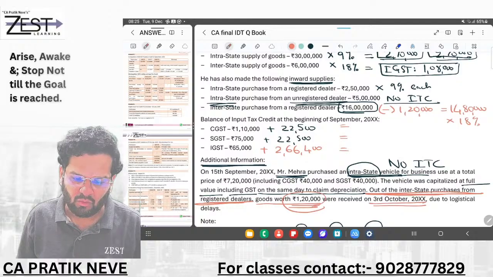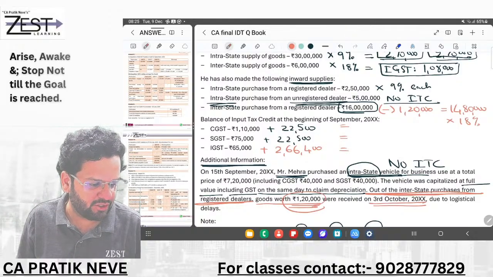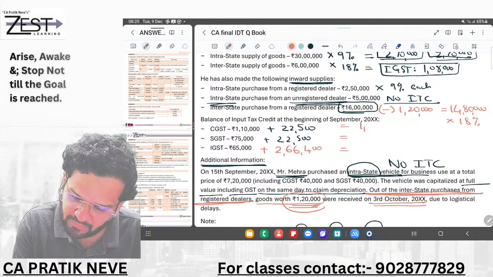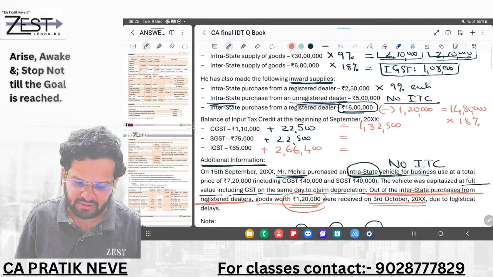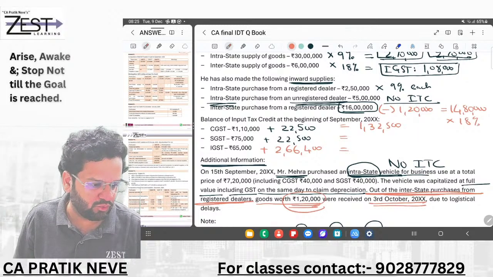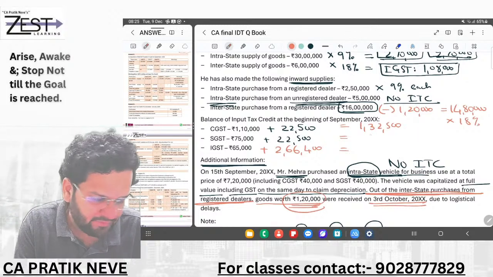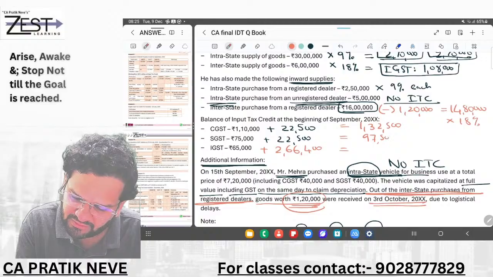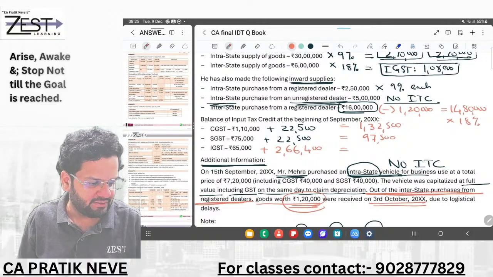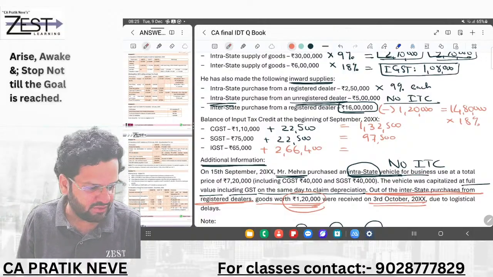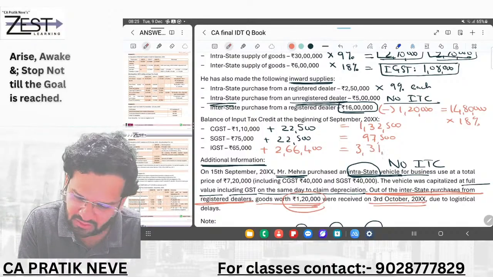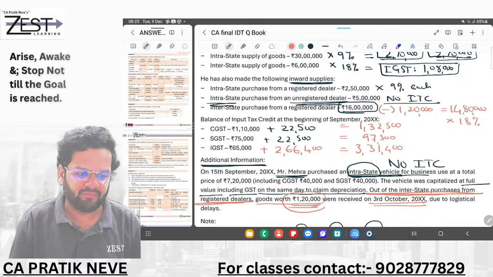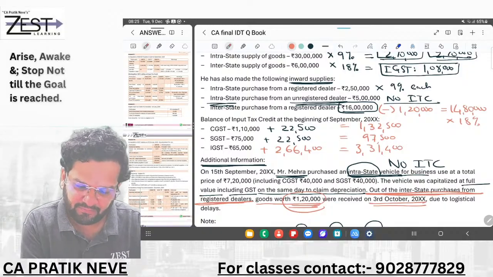Yes, 1 lakh 10,000 plus 22,500 is 132,500. 75,000 plus 22,500 is 97,500, and 65,000 plus 266,400 is 3 lakh 31,400. Are you getting these ITCs?